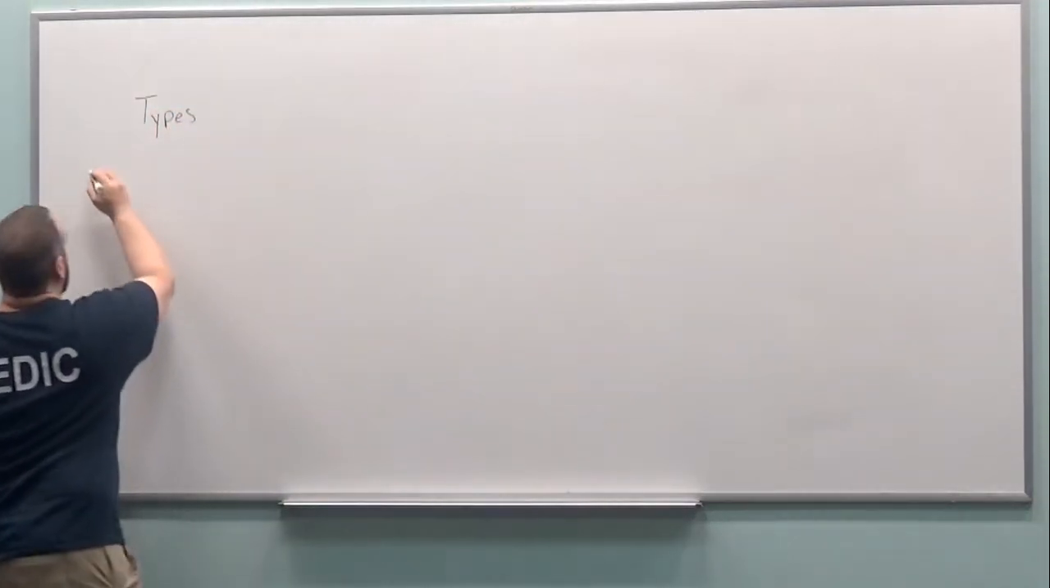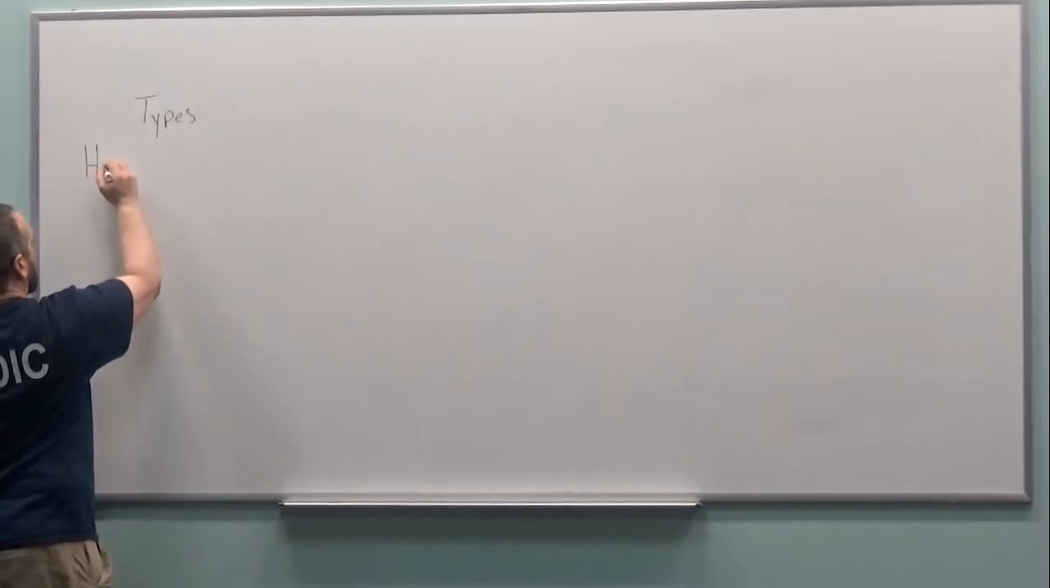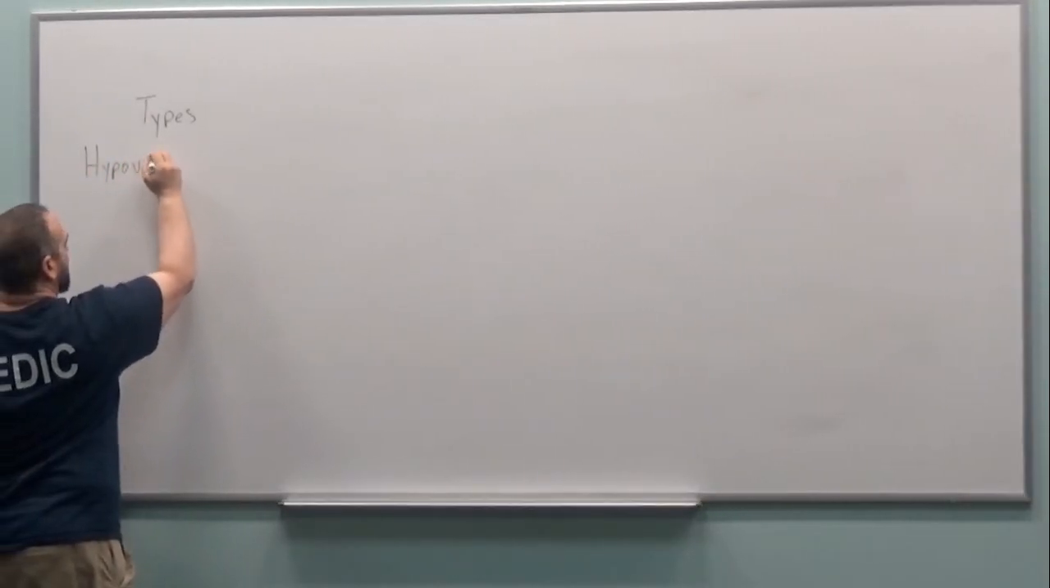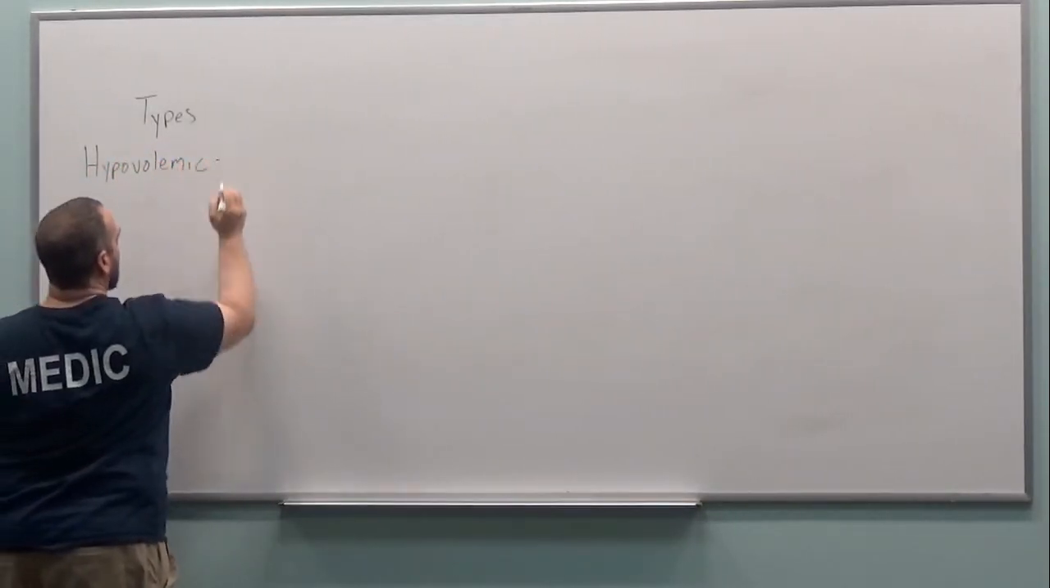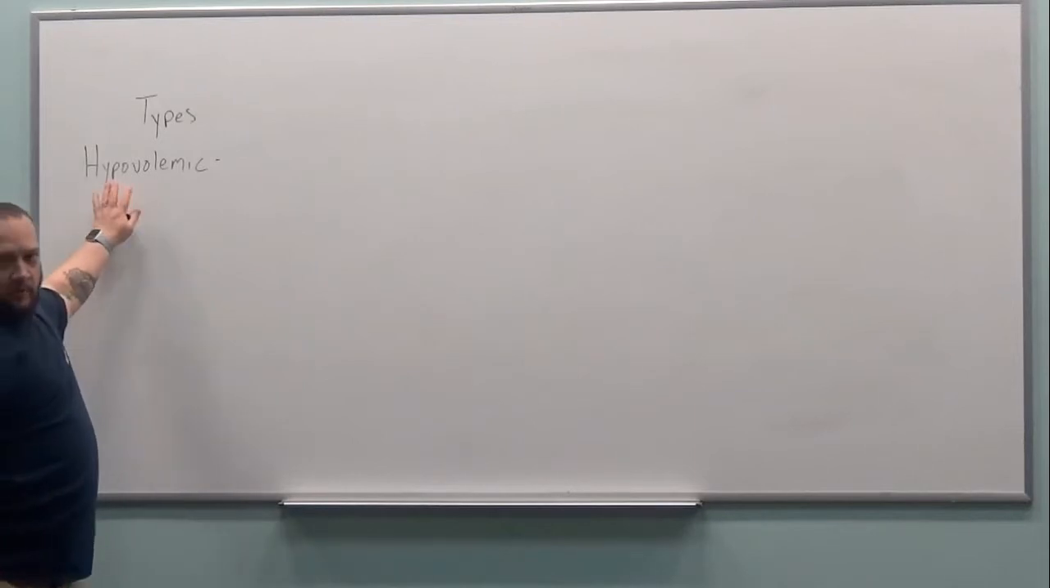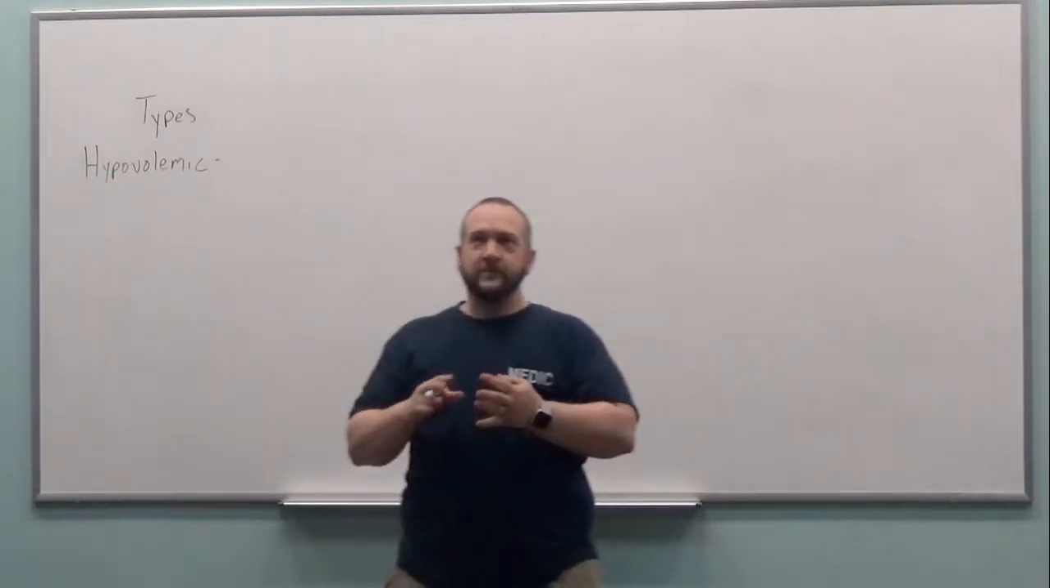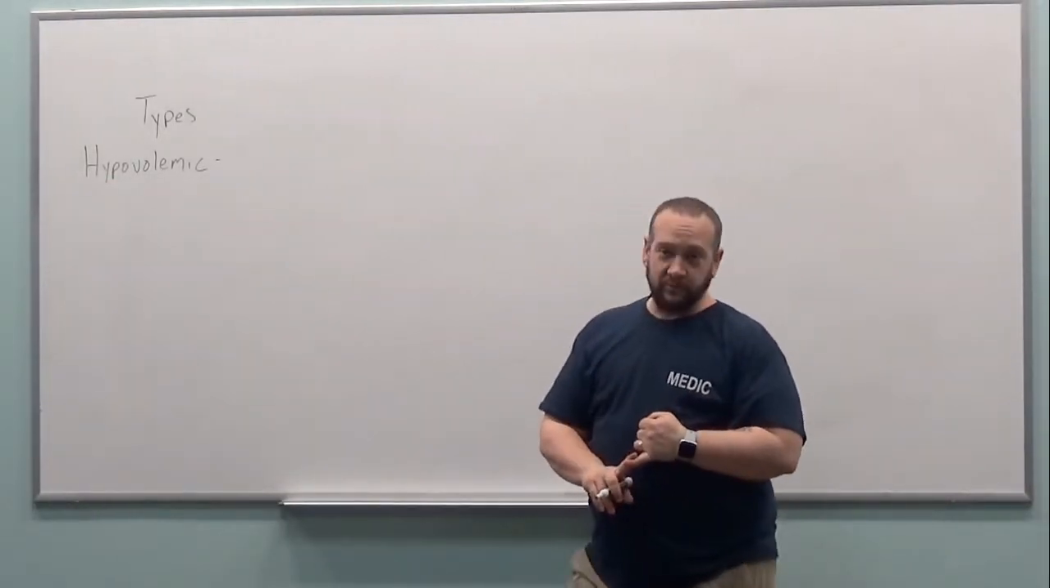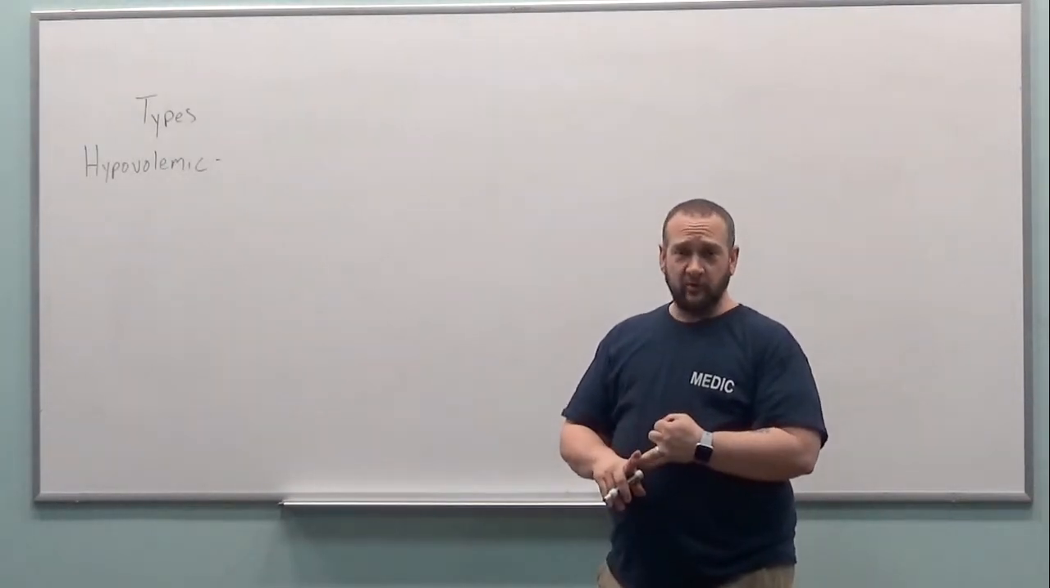So the first one we talk about is our hypovolemic. Okay? So hypovolemic, low volume. So now when we're looking at this, it can be caused by internal or external bleeding, vomiting, or diarrhea.